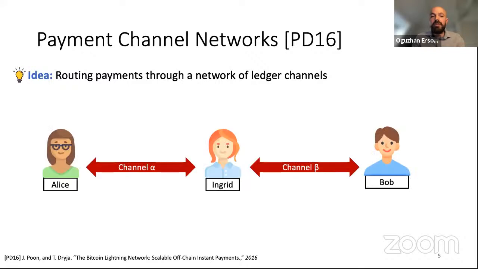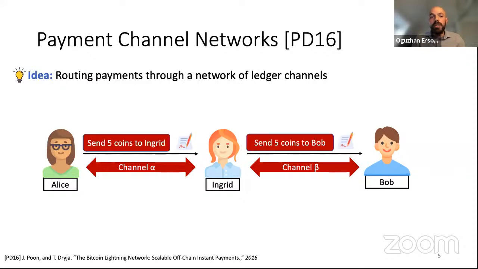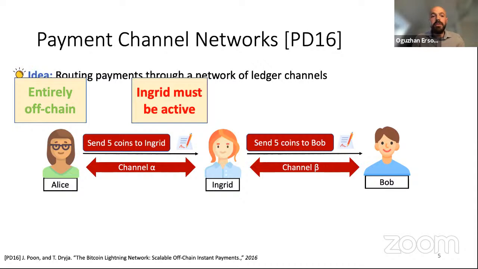The idea of a payment channel network is that there are already deployed channels between, let's say here in the example, 3 parties. Alice has a channel with Ingrid and Ingrid has a channel with Bob. Now if Alice wants to send some coins to Bob, instead of creating a new channel or making a transaction on the blockchain, she sends 5 coins to Ingrid, and then Ingrid forwards these 5 coins to Bob. And thanks to this payment channel network structure, all the transactions can be offline.